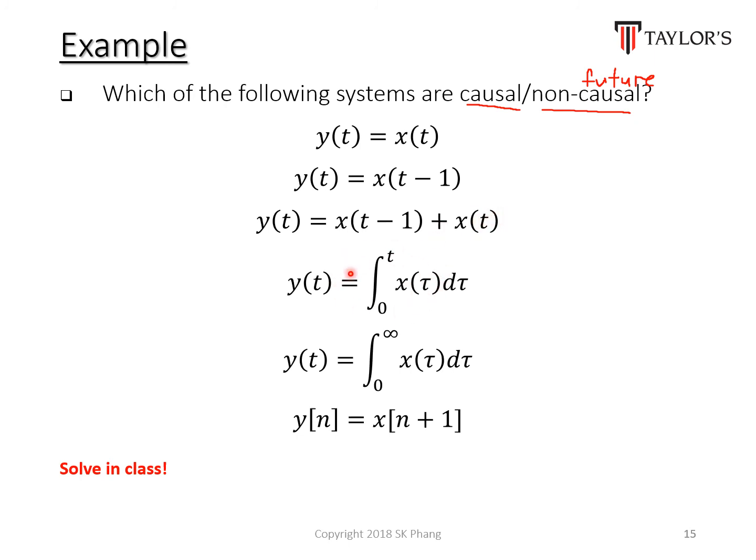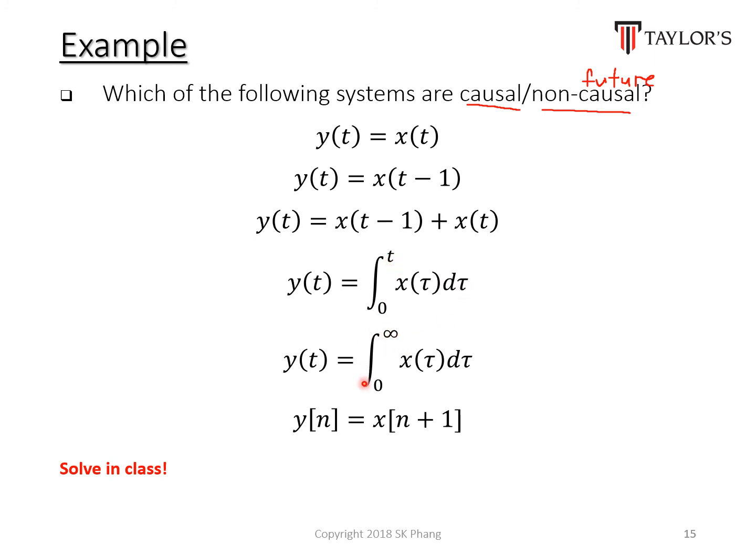Now the fourth example is a bit more tricky. This is an integration sign. However, if you look at this integration sign carefully, it is integrating over time from 0, which is the start of the system, until the current time t. So this output will depend on the present, which is t, and all the past input, which is integrated from 0 to t. So this is again a causal system.